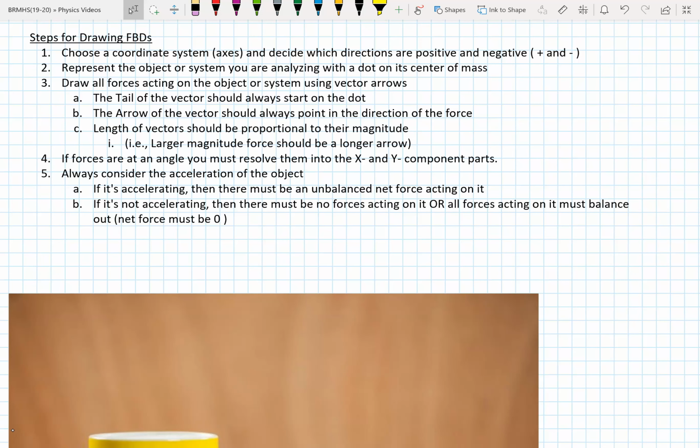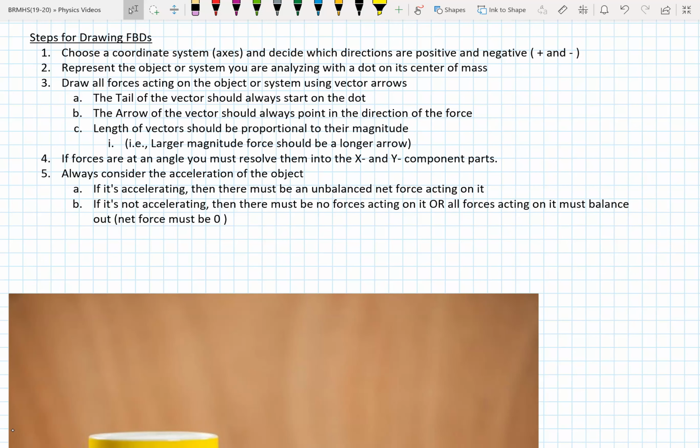If forces are at an angle, you must resolve them into their x and y component parts. We won't start with that, but we'll get to forces that are at an angle in a slightly different direction. They don't directly point along the x or y axes. They're not necessarily parallel to either axis. So we have to break them up into their parts, just like when we had a launch velocity for a projectile at an angle, we needed to find the velocity in the x direction and the velocity in the y direction. We have to break it up into its x and y, or horizontal and vertical, component parts.